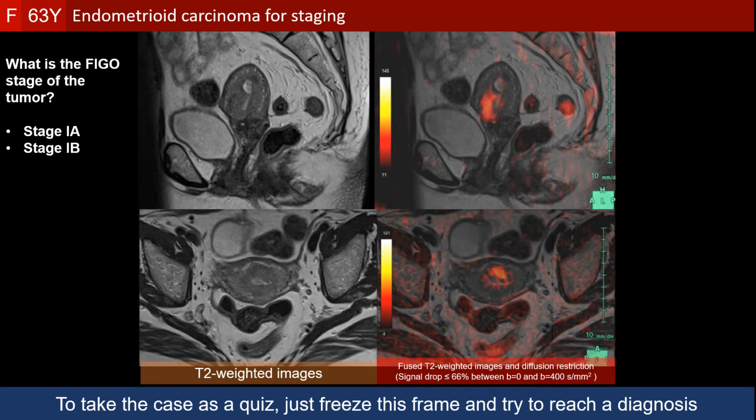On the rest of the images, we have excluded all other stages of the FIGO staging, 2, 3, and 4. And the question here is, what is the FIGO stage of the tumor? Is it 1A or 1B?